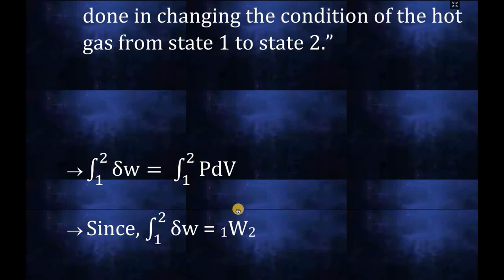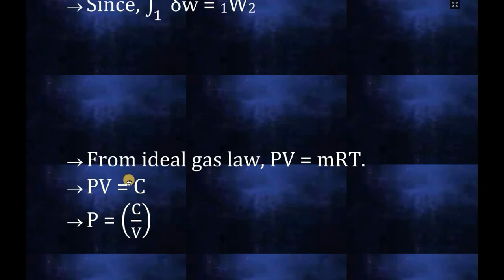For that, I am going to use the basic formula of the ideal gas law, which is PV is equal to mRT. Friends, throughout this process, the mass of the gas is constant and the temperature of the gas remains constant. So we can rewrite this mRT as C, where C is constant. So the next step will be PV is equal to C.